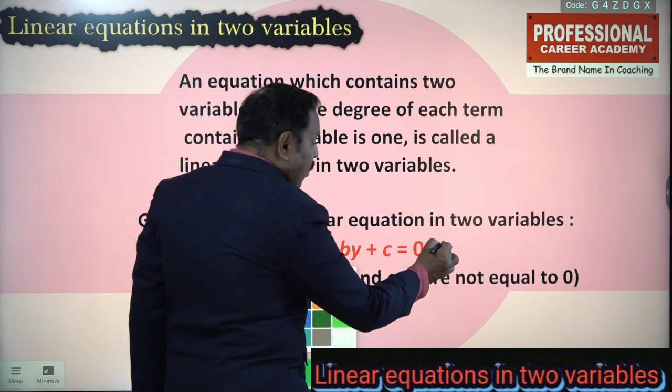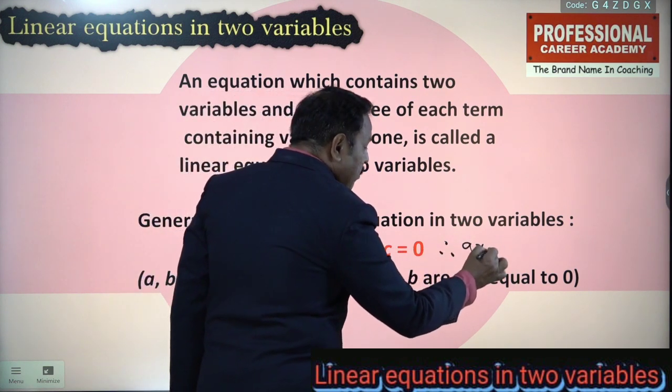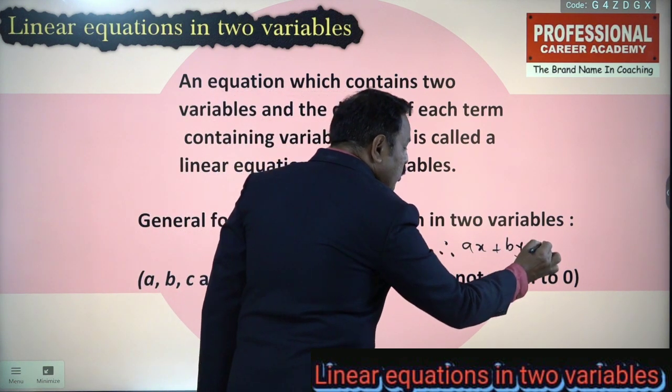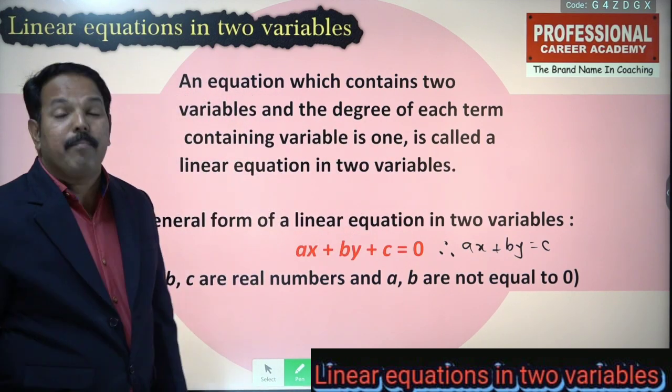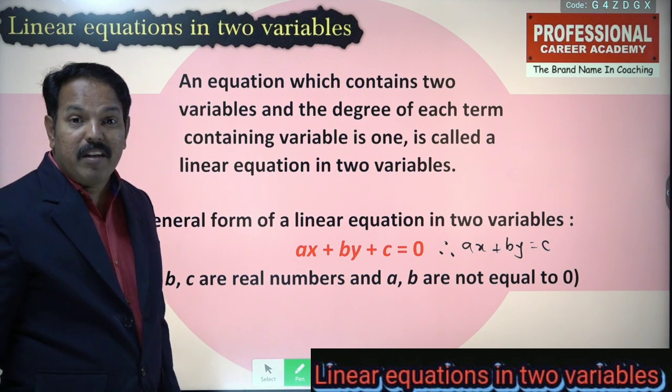Or here we can say ax plus by is equal to c or minus c, whatever may be. So this is the general form of a linear equation in two variables.